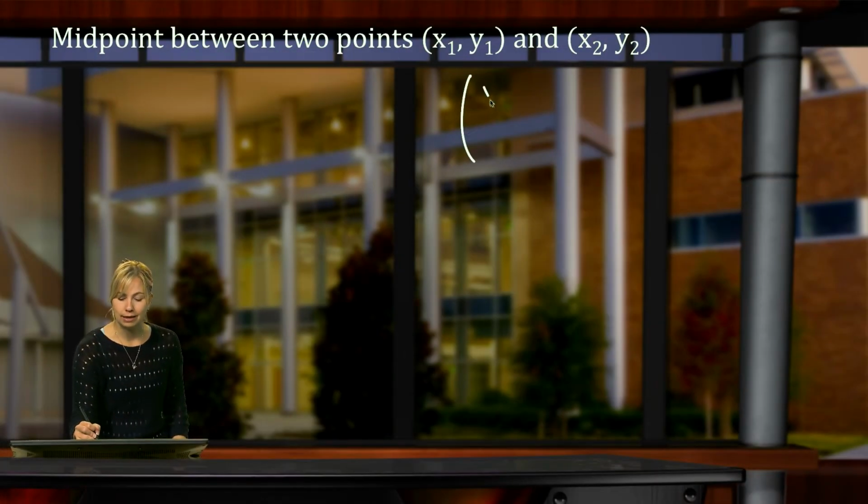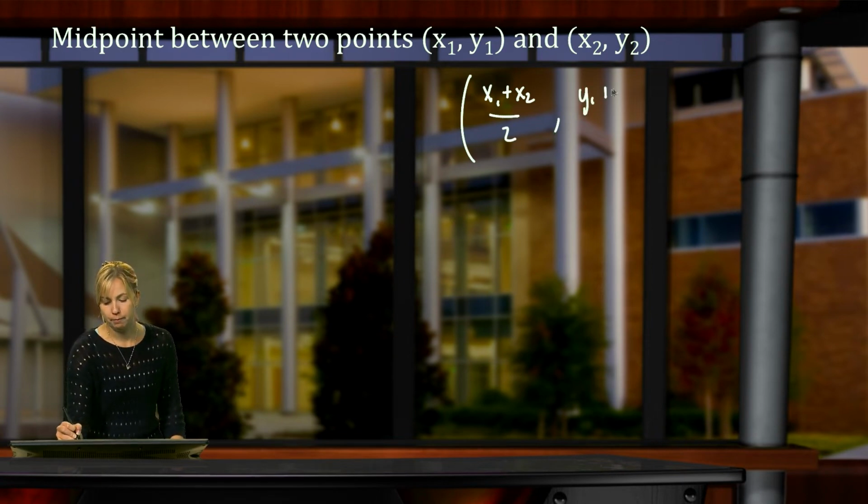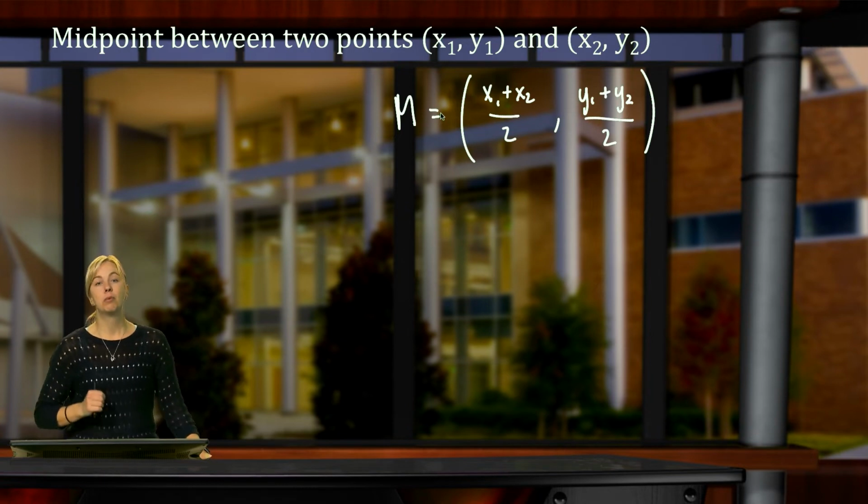Now, if I know how to find the average, it requires me to memorize one less formula. To find the average of two values, you add them up and divide by 2. So the average of my x's would be x1 plus x2 over 2. The average of my y's would be y1 plus y2 over 2. And that is the midpoint formula.